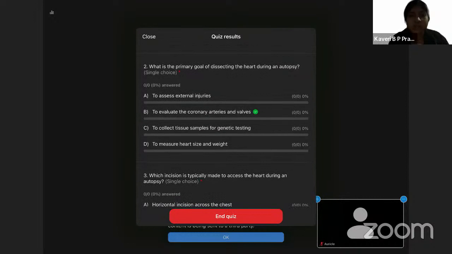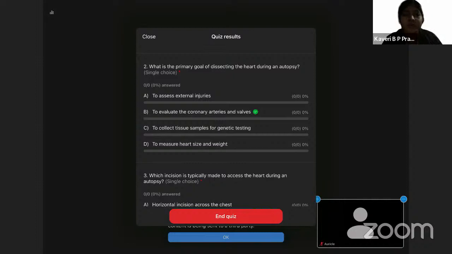Coming to the second question, what is the primary goal of dissecting the heart during an autopsy? Let us see the options. Option A, to assess external injuries. Option B, to evaluate the coronary artery and valves. Option C, to collect tissue samples for genetic testing. Option D, to measure heart size and weight. What is the correct answer? Here also, the correct answer is option B, to evaluate the coronary artery and valves.